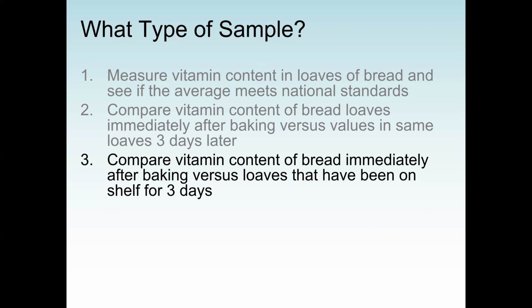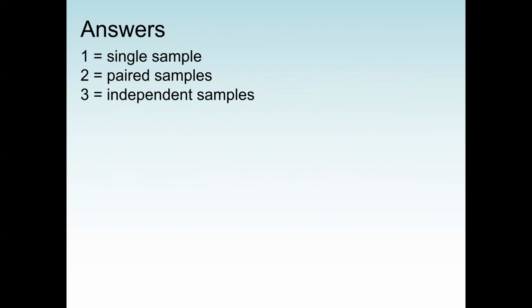Then next is compare vitamin content of bread immediately after baking versus the loaves that have been on the shelf for 3 days. So here I have different bread: a new bread that I baked today plus the bread that I baked 3 days ago. So again, this is an independent sample. The result is in the next slide. As you said, the first one is a single sample, the second is the paired sample, and the third is again independent samples.